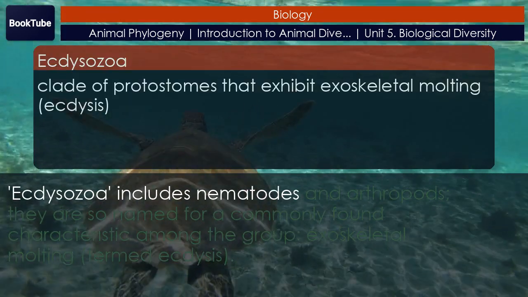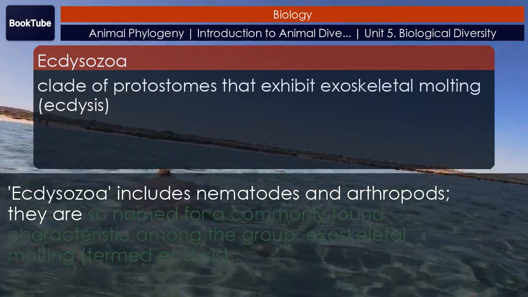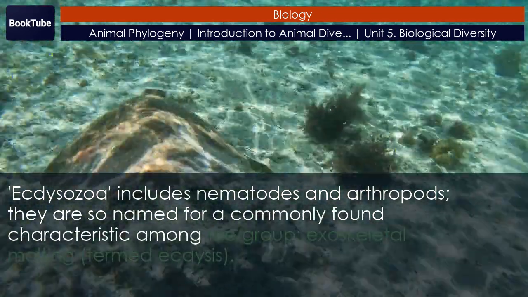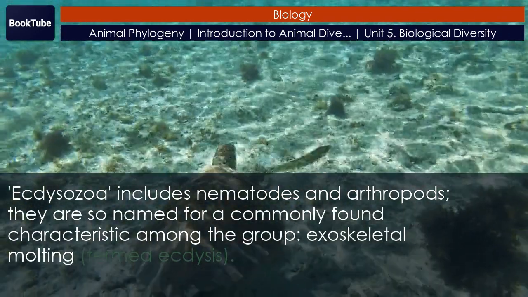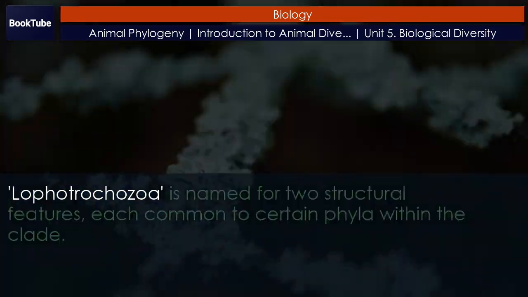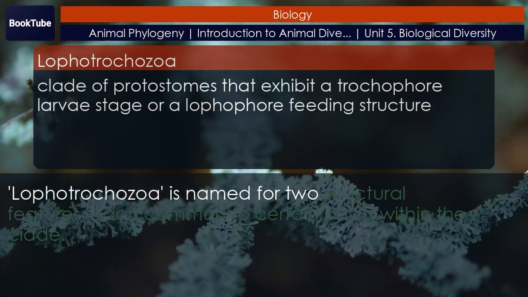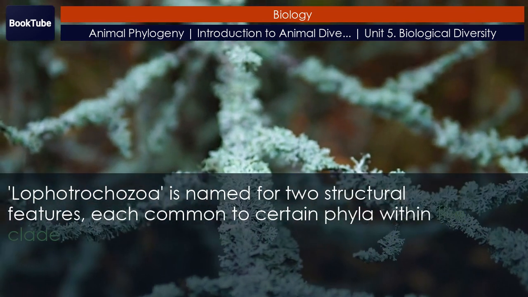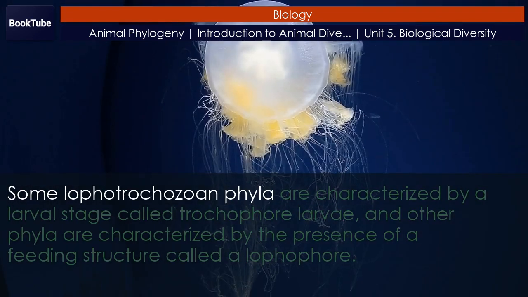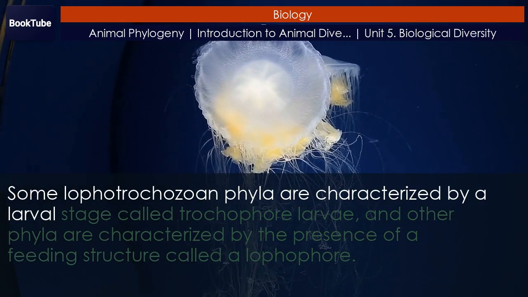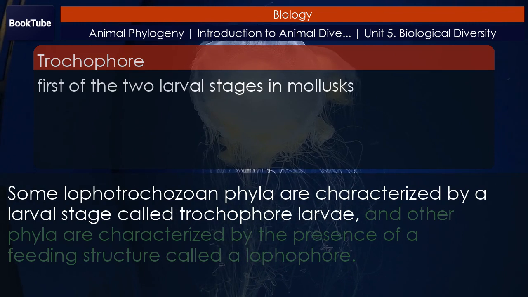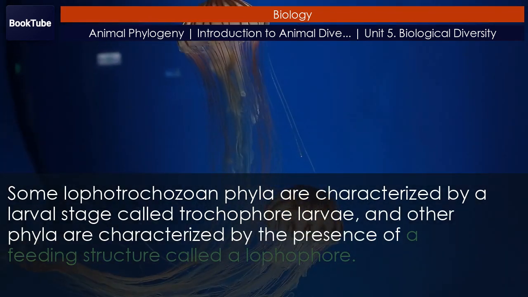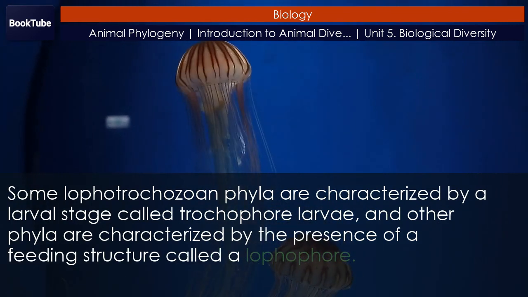Ecdysozoa includes nematodes and arthropods. They are so named for a commonly found characteristic among the group: exoskeletal molting, termed ecdysis. Lophotrochozoa is named for two structural features, each common to certain phyla within the clade. Some lophotrochozoan phyla are characterized by a larval stage called trochophore larva, and other phyla are characterized by the presence of a feeding structure called a lophophore.